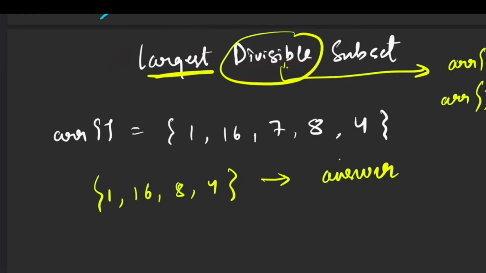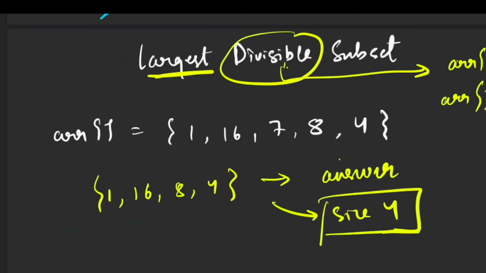Now about largest. You have understood this is the largest. This is of size 4, and you cannot have any greater size subset. Now the question states the array that you are given will have distinct numbers. Okay, that is for sure stated.